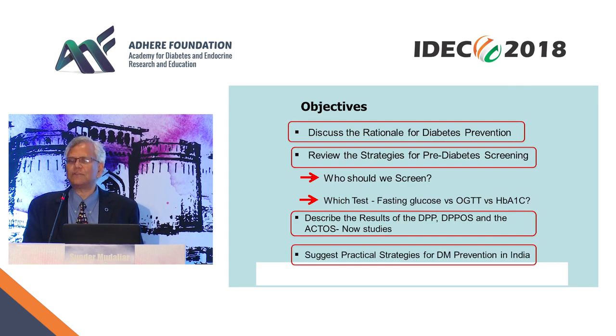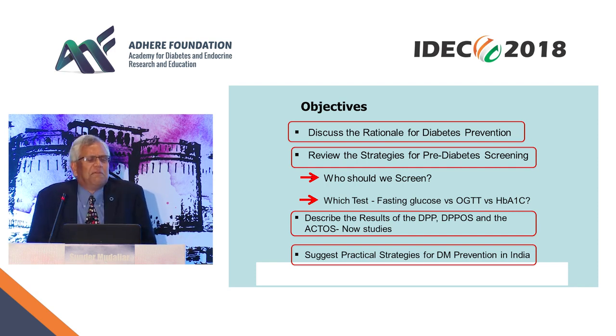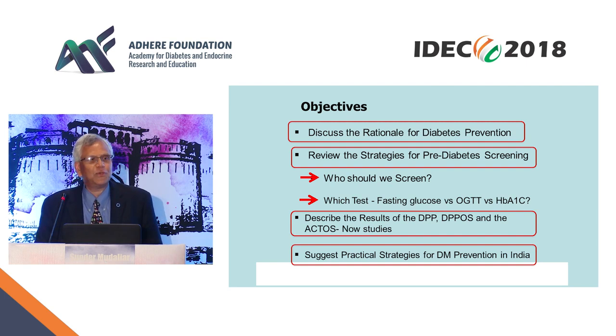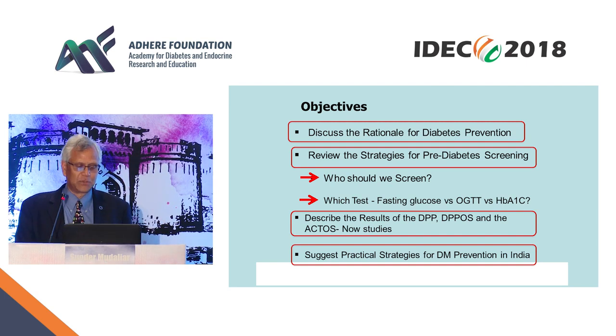These are the objectives which I hope to convince you. First, I will discuss the rationale for diabetes prevention. Why should we prevent the disease? Somebody's going to get it, they'll get it, and we'll treat them when they get it. Is there a rationale? Then, if we do want to screen, who should we screen? Which tests should we use? Fasting, OGTT, A1C? Then I will describe for you these 3 studies with which I have been associated.